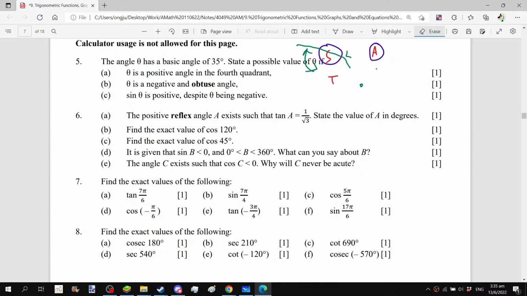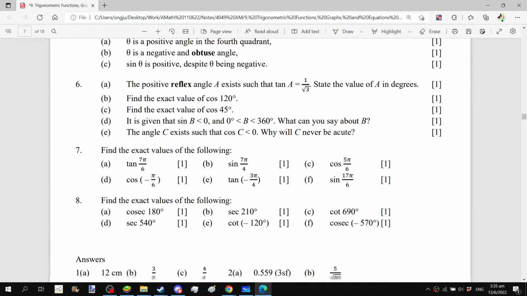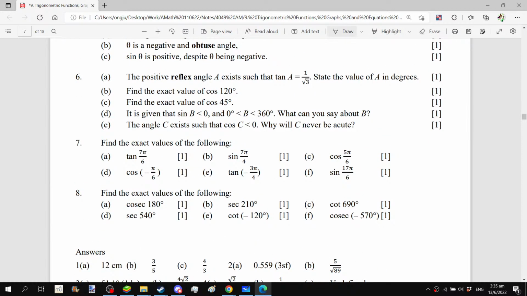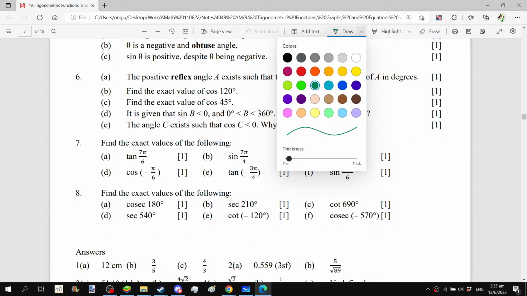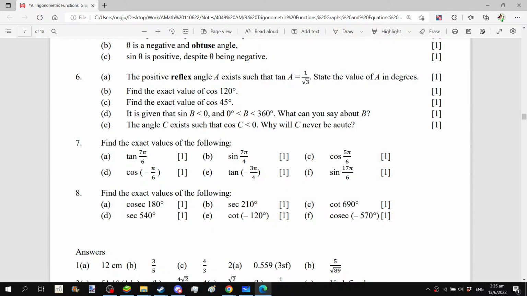Now, let's look at question 6 over here. It tells us that the positive reflex angle A exists such that tangent A is 1 over square root 3. State the value of A in degrees. So, of course, if you want to use your calculator, you can do that. But otherwise, you would surely recognize this as a special angle. You should know, hopefully, that A is actually 30 degrees.